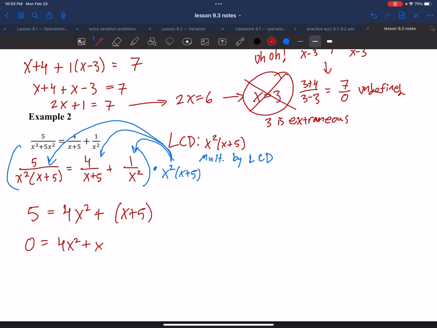You might say, oh my God, how do I factor this, Mr. Spake? This doesn't look familiar. Yes, it does. That's just GCF. x times 4x plus 1.